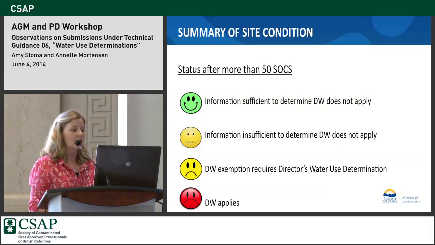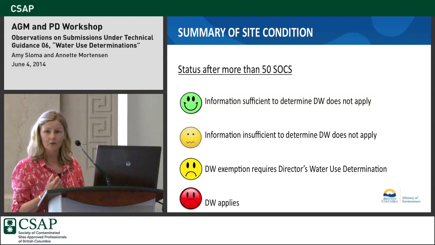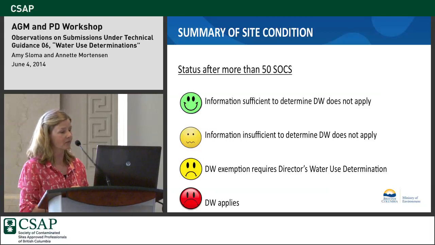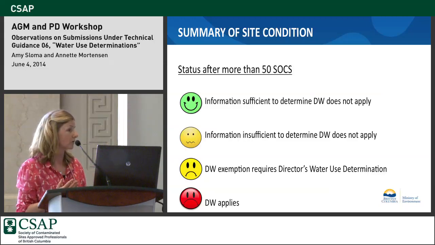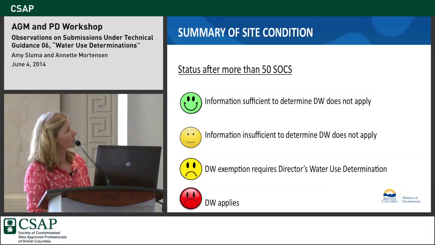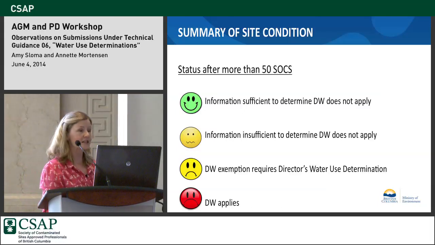Then there are the sites where the drinking water exemption could not have gone through TD6. That site would have needed to go through us for a water use determination. And finally, there has been a couple of sites where actually drinking water would apply, and even with a director's determination, it would not have been approved. So after 50 summary site conditions, it is getting better.